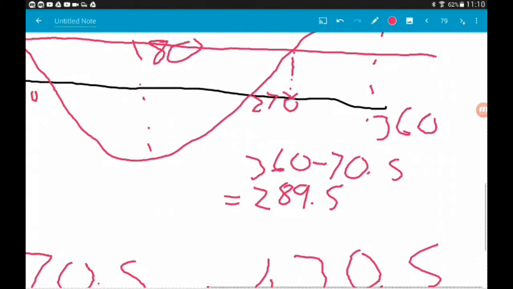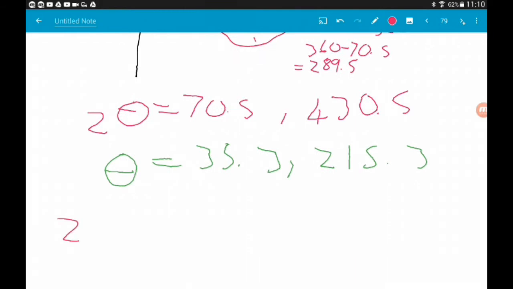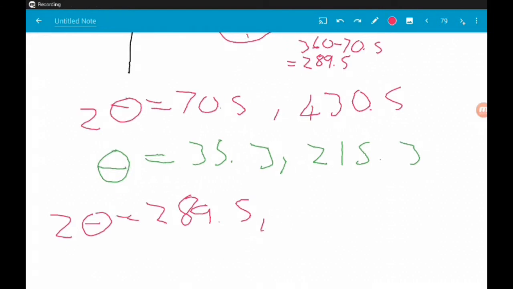289.5. So what this gives us is another value for 2 theta. So 2 theta is 289.5. Now to get our next value, we add one lot of the period of cos onto 289.5. So 289.5 add 360, and that is going to give us 649.5. So that are another two values for 2 theta.